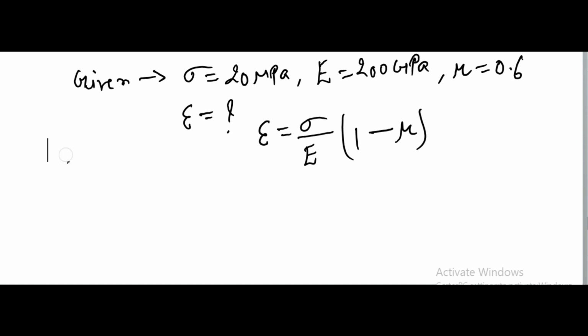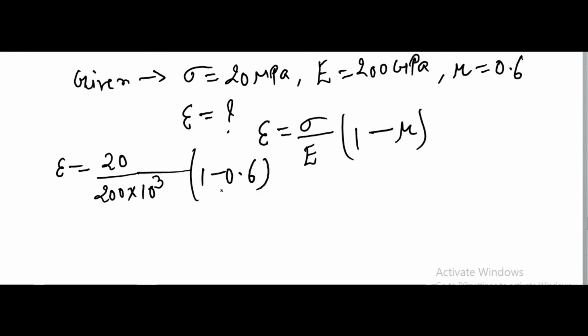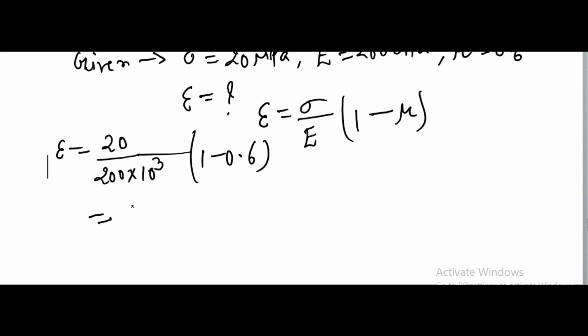Okay, so put the all values in this equation. A strain is equal to, a stress is 20 megapascal given, Young's modulus is 200 gigapascal. To convert in megapascal, it becomes 200 into 10 to the power 3 megapascal, and mu is given 0.6, 1 minus 0.6. After calculating, we get value 4 into 10 to the power minus 5. That is a strain. And what is unit of a strain? Friends, please write down. That is your answer.